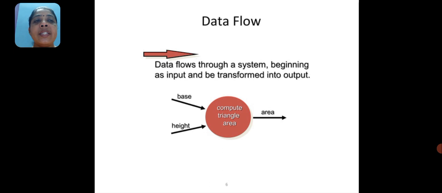This is called a data flow diagram. Data flows through a system, beginning as an input and being transformed into an output. It starts from an entity. After the entity, the data is sent along the data flow. After that, we have to make some process. For example, it may be a base and a height, and we have to calculate some area. Like that, we represent the information in the data flow chart.